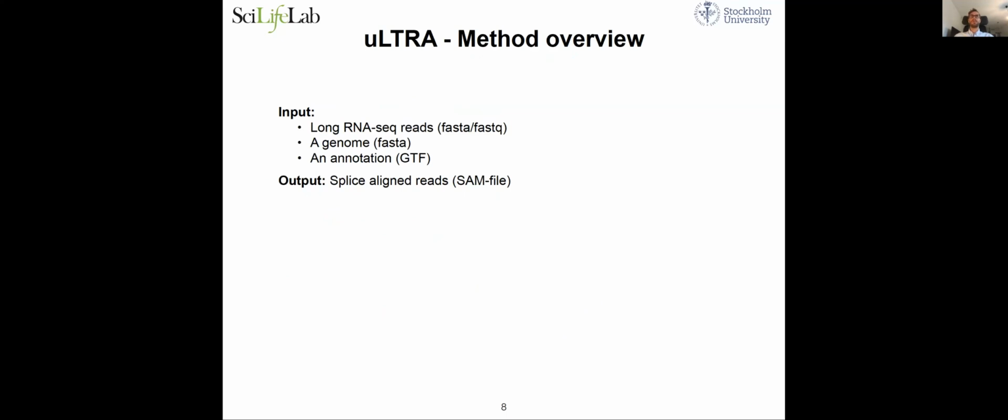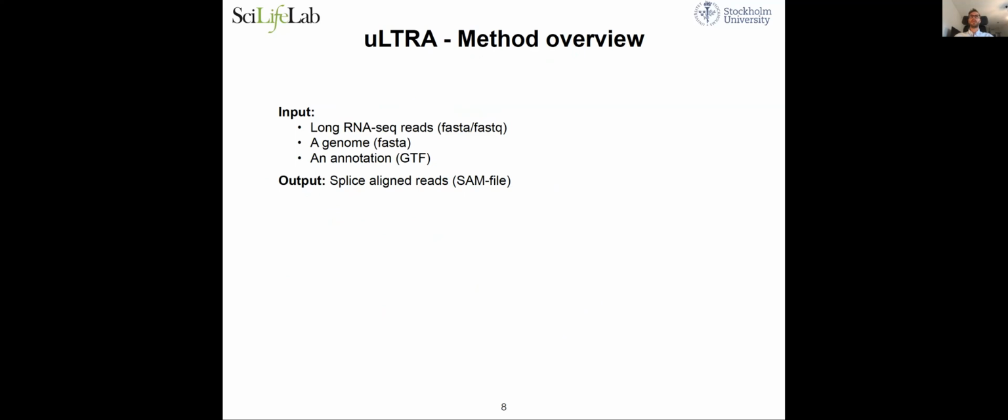As input, we take a set of long RNA-seq reads, which usually means PacBio IsoSeq sequencing or Oxford Nanopore sequencing, in FASTA or FASTQ format. And then we also take a genome in FASTA format and an annotation in GTF.